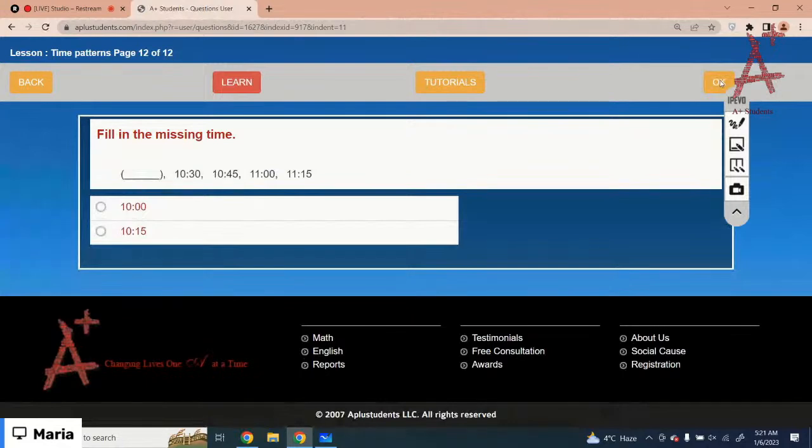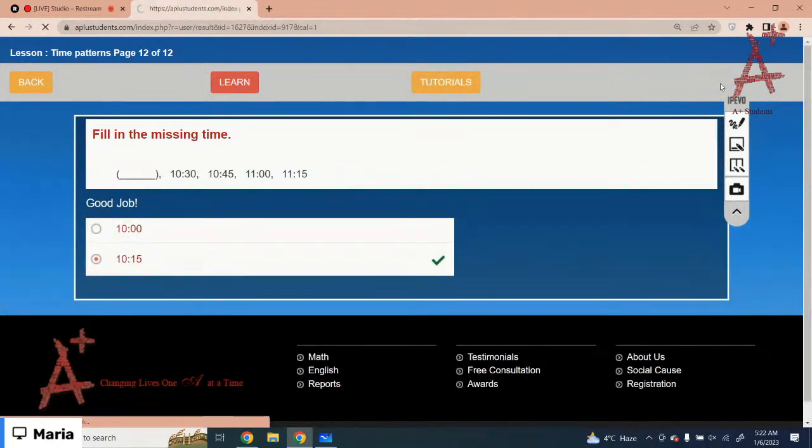Fill in the missing time. So which time is missing? Each next time is 15 minutes ahead. So just go back 15 minutes to 10:30. So it is then 10:15. Got it? Okay, we have done with our test. Let's just move on to the next lesson.